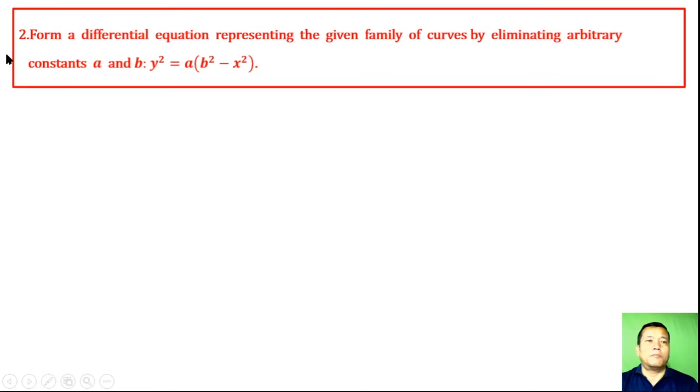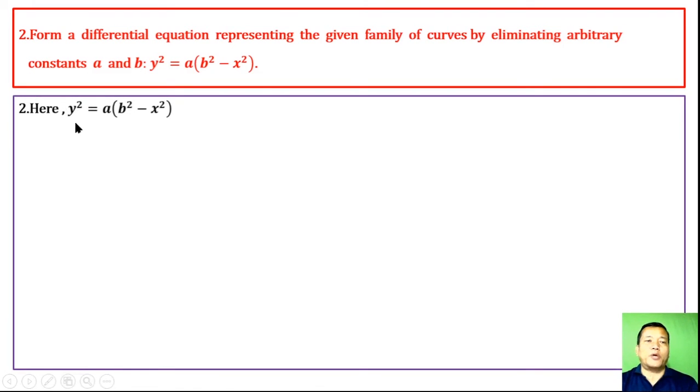Question number 2. Form a differential equation representing the given family of curves by eliminating arbitrary constants a and b. Here y square equal to a times of b square minus x square. This involves only two arbitrary constants a and b. We have to differentiate it twice with respect to x.